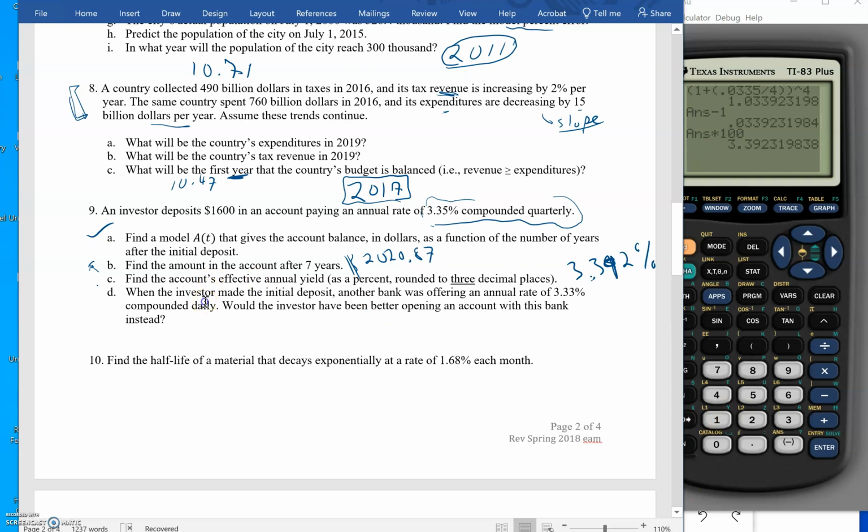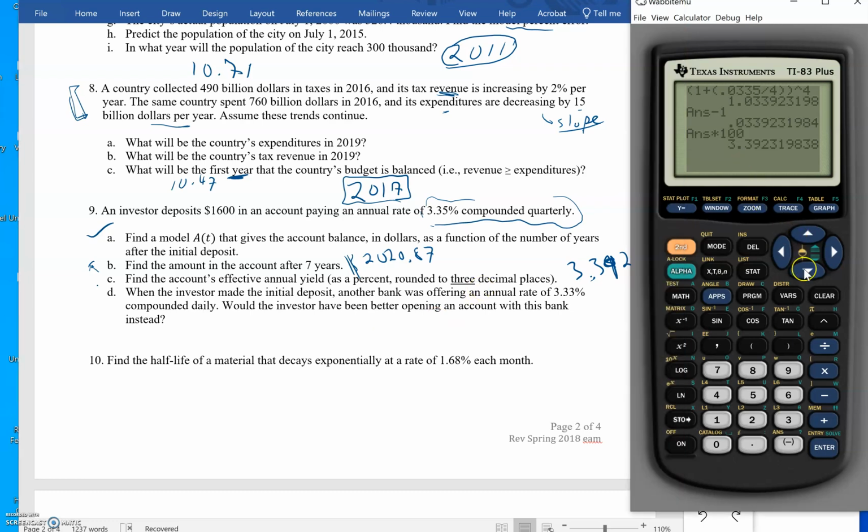Okay. Part D. When the investor made the initial deposit, another bank was offering an annual rate of 3.33% compounded daily. Would the investor have been better opening an account with this bank instead? So basically what this question is asking us to do is to compute the EAY of this other account and see if it's bigger than 3.392%. And it's compounded daily, so our n value is 365. So let's do that computation.